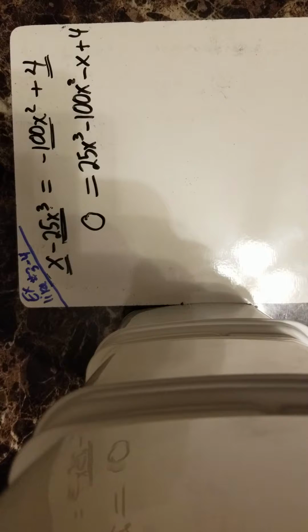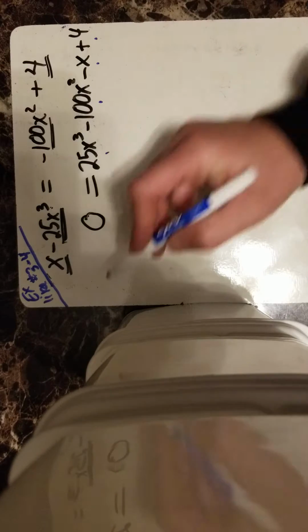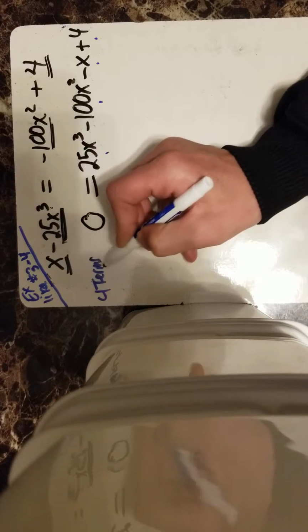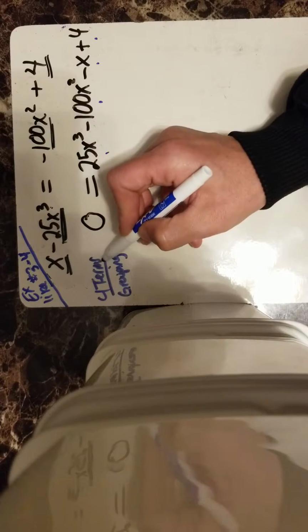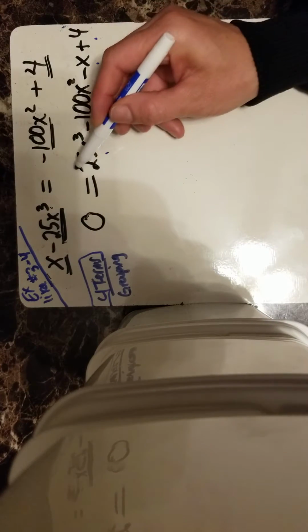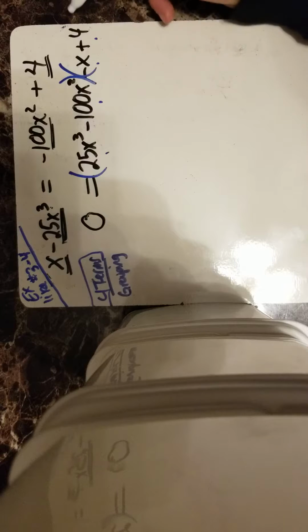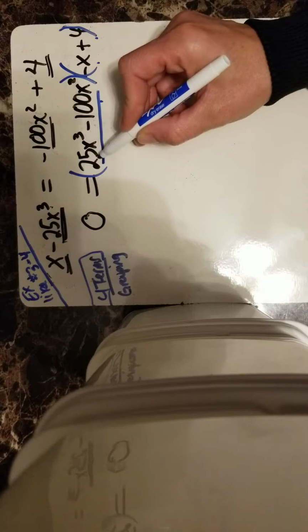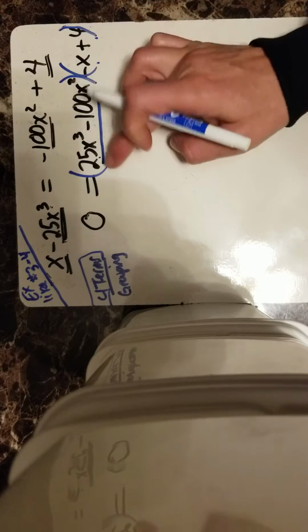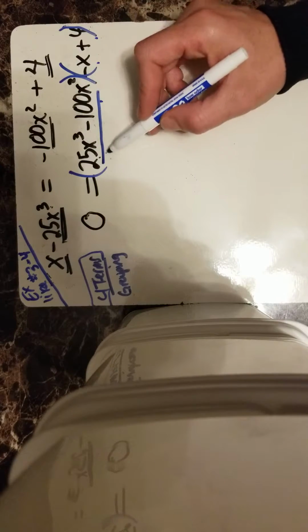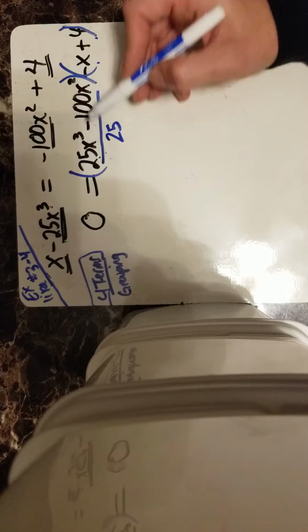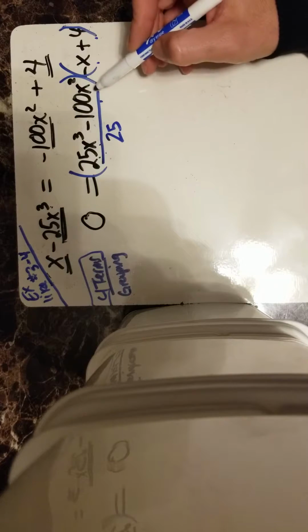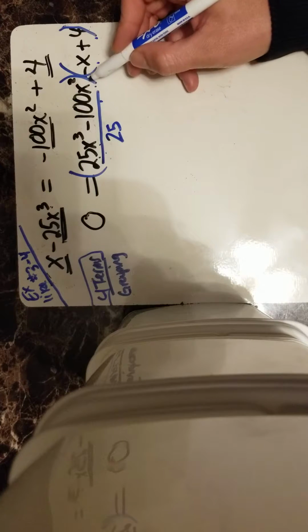Okay, now if you notice, you have 1, 2, 3, 4 terms. Anytime you have 4 terms, you're going to try the grouping method. So for 4 terms, I'm always going to try grouping. Group the first 2, group the last 2. So now I need to figure out what number goes into 25 and 100, the greatest common factor. The biggest number that goes into both is 25. Then I also look at my variables. They both have a variable, and the most I can take from both of them is x to the second.